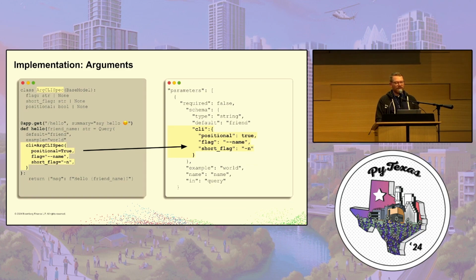So just like the endpoint CLI specification, we use Pydantic to define our model, add it to the argument declaration, and it automatically shows up in the OpenAPI JSON where it can be consumed by the CLI.